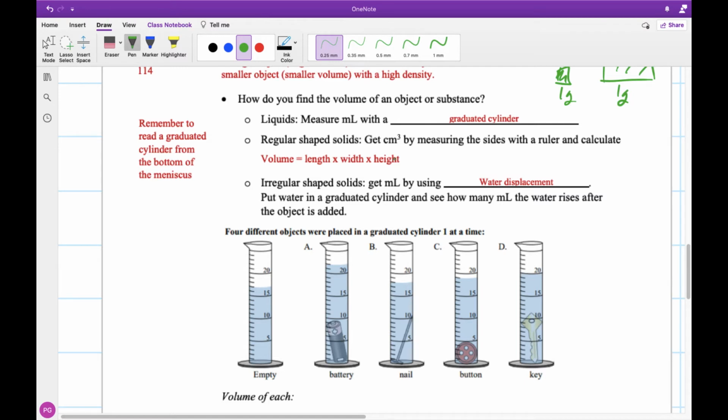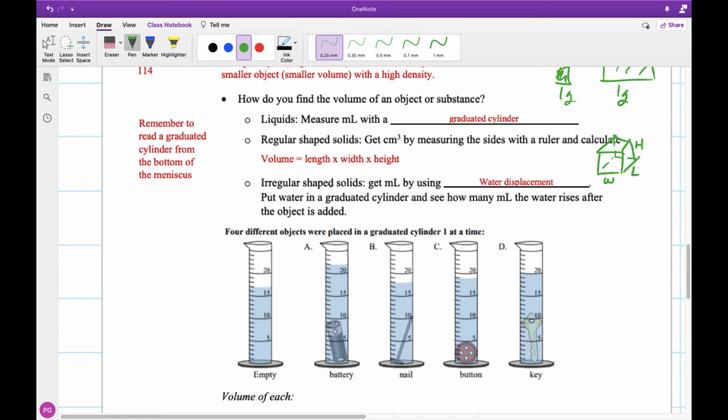If it's a regularly shaped solid, we can measure the sides with a ruler and calculate. So if we had a solid that's like a cube here, where it's nice flat sides, all the same in all of these directions, we could have the width, the length, and the height. So the volume of this would be width times length times height. So we could get the volume of like a brick of something like that.